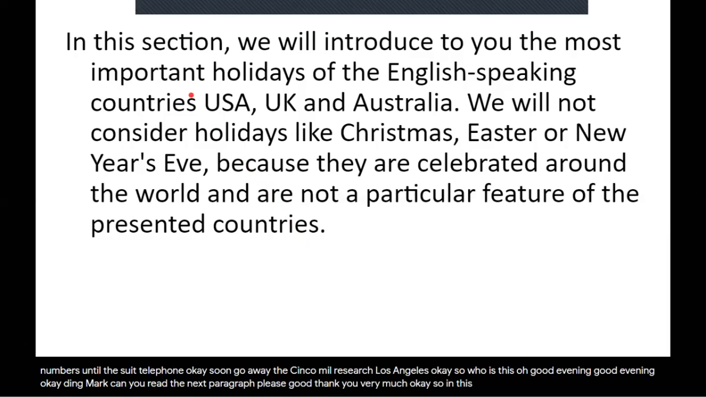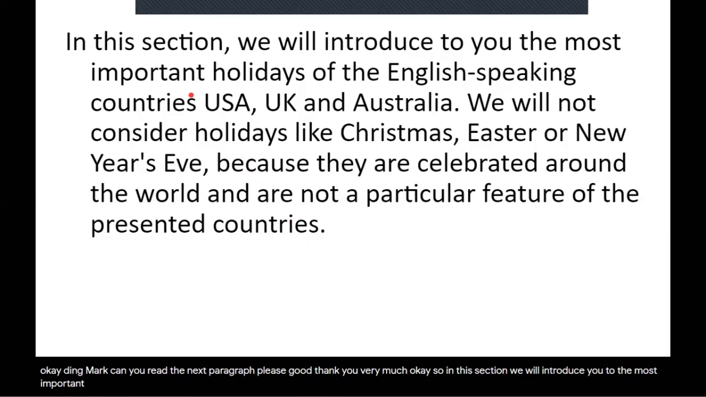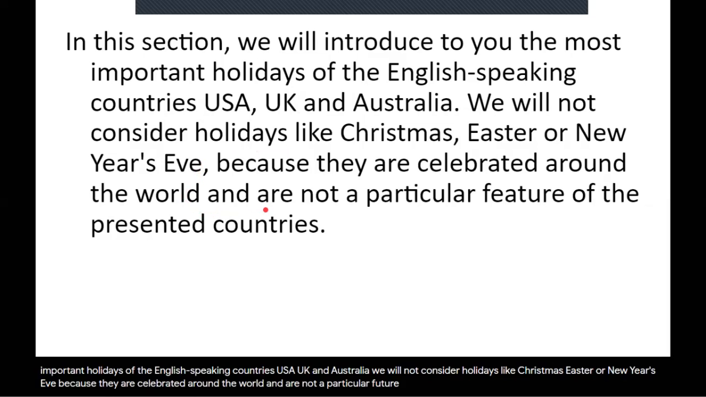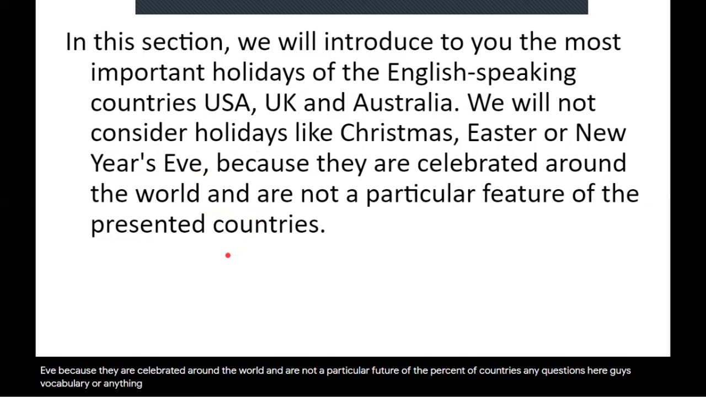Okay, so in this section, we will introduce you to the most important holidays of the English-speaking countries, USA, UK, and Australia. We will not consider holidays like Christmas, Easter, or New Year's Eve because they are celebrated around the world and are not a particular feature of the present countries. Any questions here, guys? Vocabulary or anything? No. Okay, moving on.